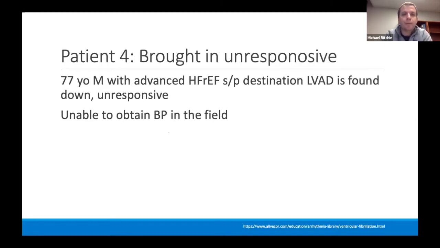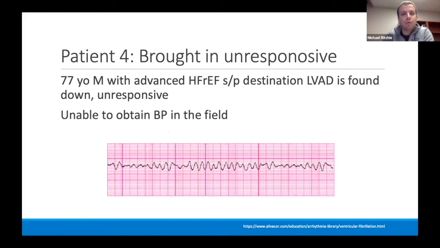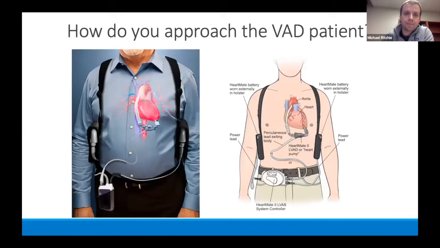And then the last one would be patient 4, brought in unresponsive, found down, unable to get BP in the field. They're completely unresponsive. So you think about how different these patient presentations are and kind of how you would approach these, and we'll go over them later. This was what his would be whenever you look at it and what you would do in this situation. So how do you approach the VAD patient? It can be very scary whenever you look at it and you're like, I'm not sure what I need to do in order to get this patient better.